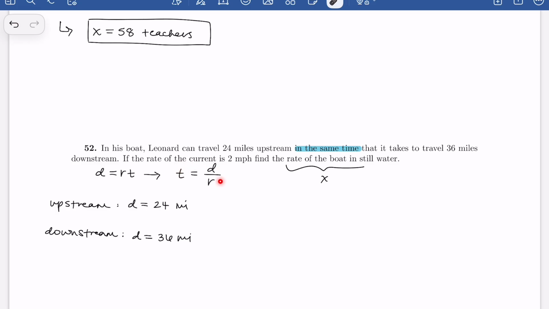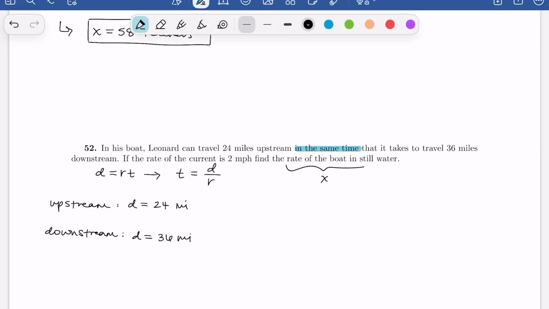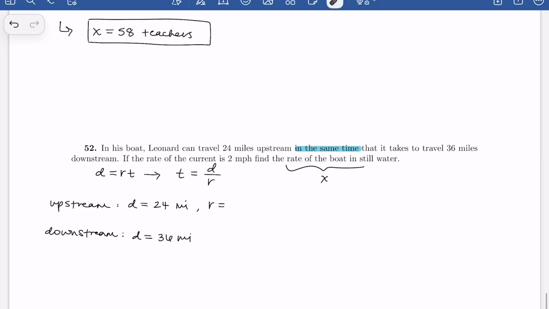Now, if we're thinking of this in terms of time, so far we have the distance for upstream travel and downstream travel, but we don't have the rate for either of those. So what we need to do is identify the rate in both of these cases. Now, the rate of our travel upstream and downstream is going to depend on the rate of our current. So, for example, if I'm traveling upstream, this means I'm traveling against the current. So my rate is going to be the rate of the boat minus this current.